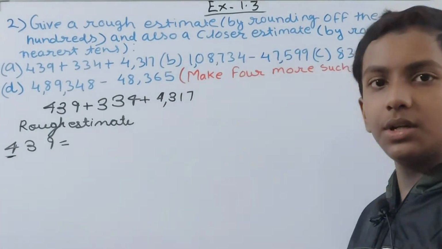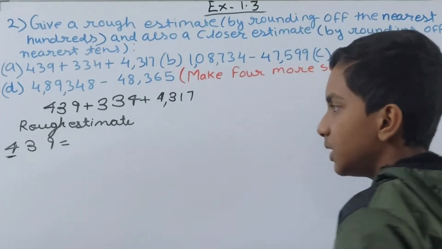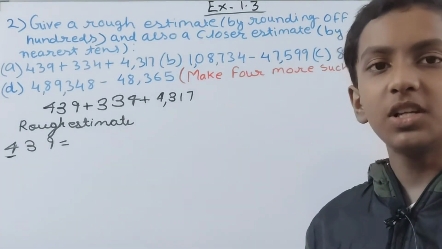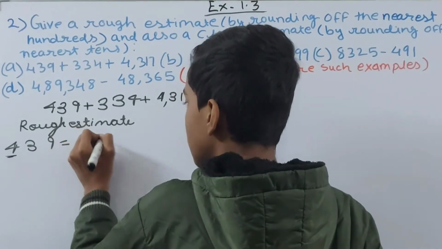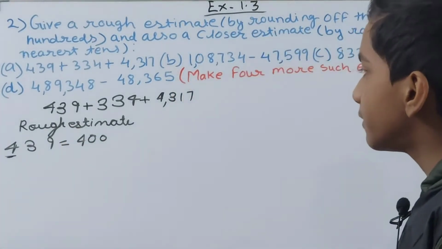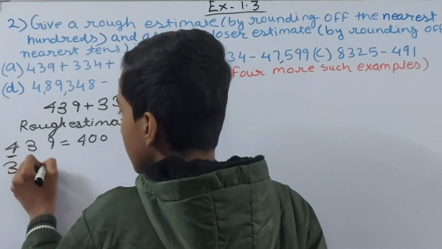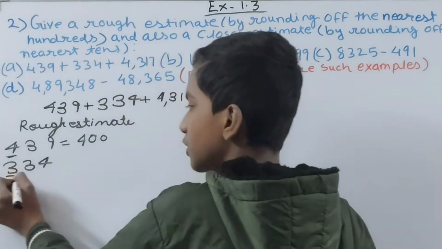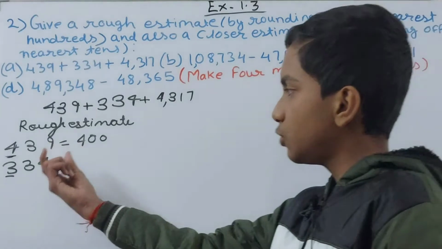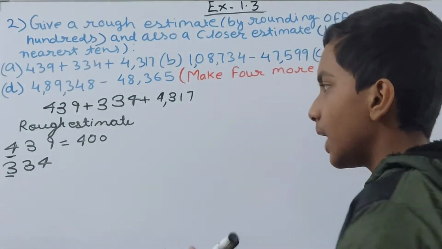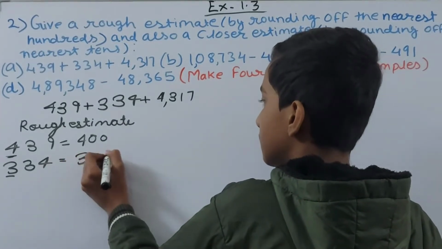400. So 4 is at the hundreds place, and then we move to the tens place, where we have 3, so it is much closer to 400. That means 439 rounded off to the nearest hundreds will give 400. Then 334, again 3 at the hundreds place, move one place back, 3 at the tens place also. So these two places will turn to 0 and nothing will be changed with the digit at the hundreds place. 300.